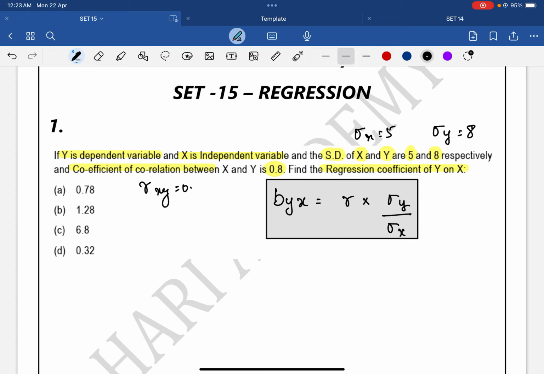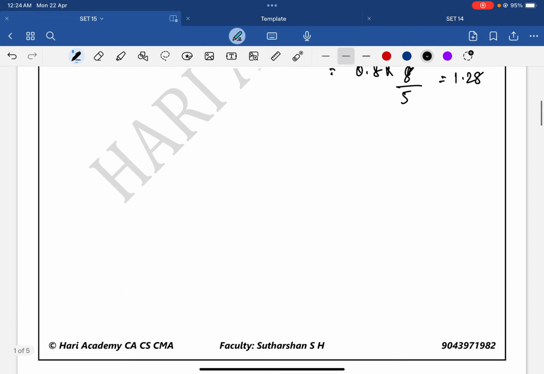If they give you standard deviation of x is 5, standard deviation of y is equal to 8 and r_xy is equal to 0.8, there is a direct formula to find y on x, that is r into standard deviation of y divided by standard deviation of x. What is the r value here? 0.8 into 8 divided by 5. So 8 by 5 into 0.8, take a calculator, you will get 1.28. So the answer is option B. Quickly you can do it.